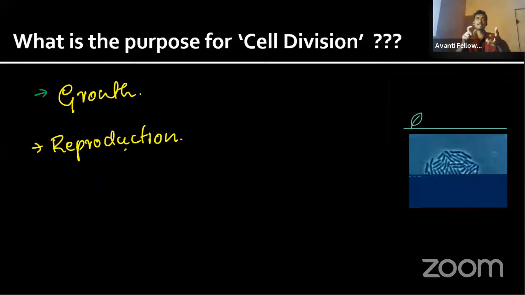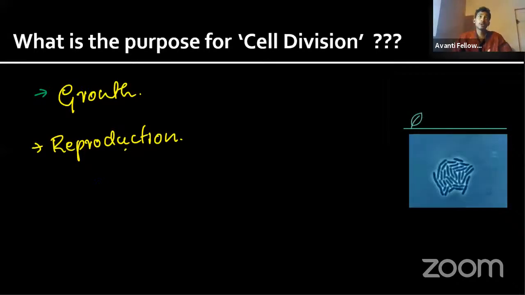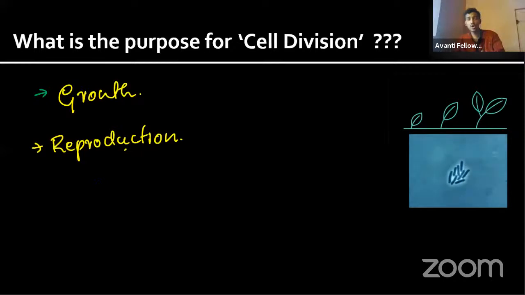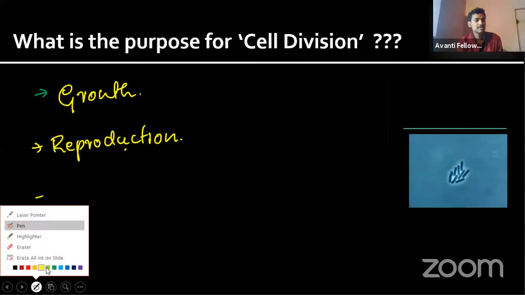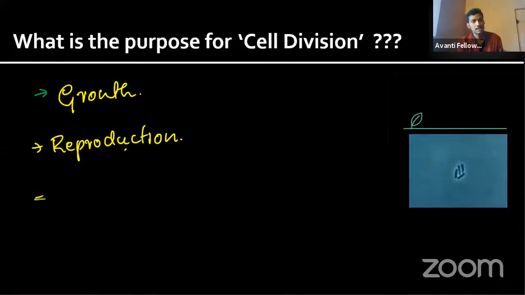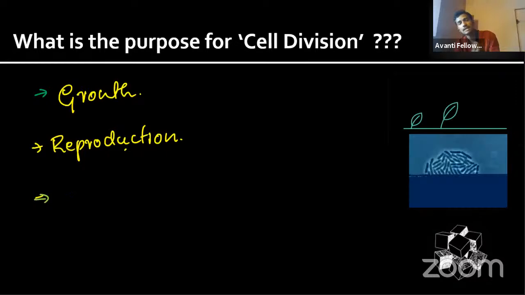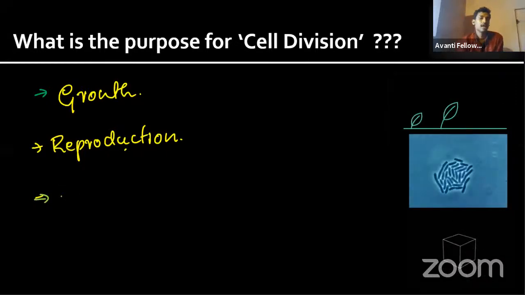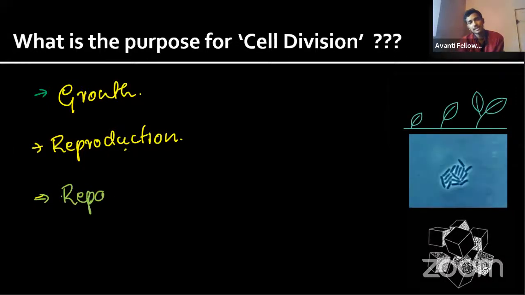So haploid gametes will be produced. Those haploid gametes will fuse to form a zygote, and it will grow into a new organism. Right? There are so many procedures, but that's the purpose. The purpose of cell division is reproduction. That's also one. And what's the third purpose of cell division? The third purpose of cell division is repair, right?